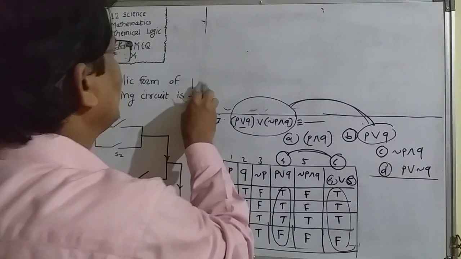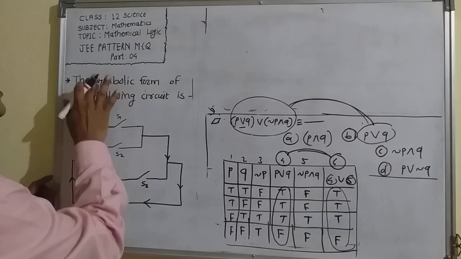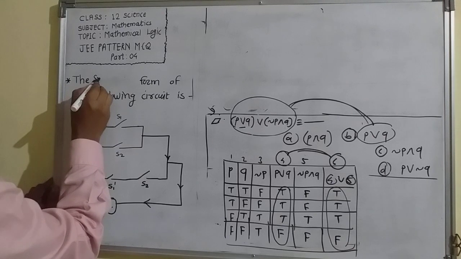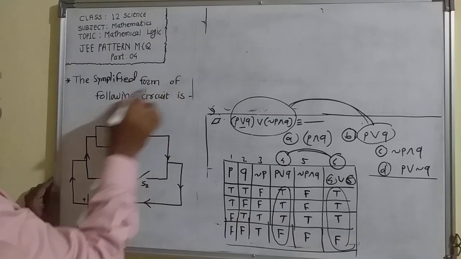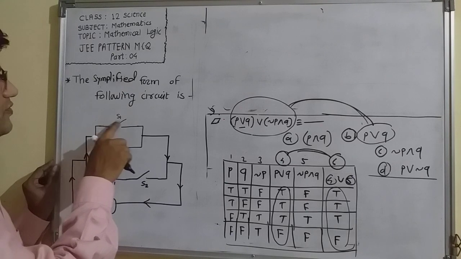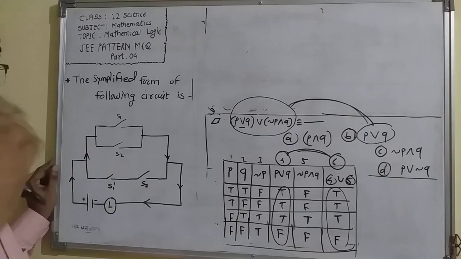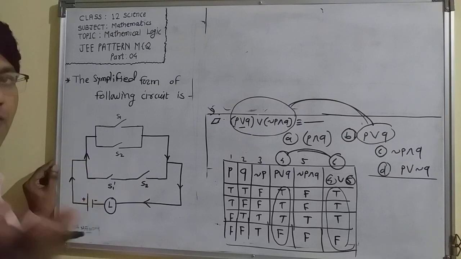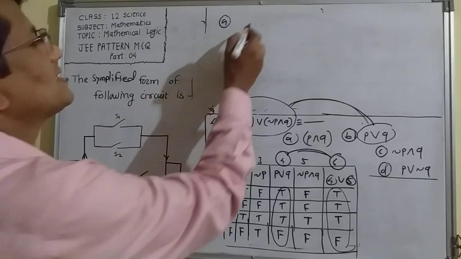Now I am giving the same type of example here. The next example is based on this one. I am changing this part only. Instead of the symbolic form, the simplified form of the following circuit is asked. The same circuit is given, and this circuit has switch number 1, 2, 3, 4: 4 switches. We have to find the new circuit, having a minimum number of switches. So we have to find the simplified circuit. And the options are here.